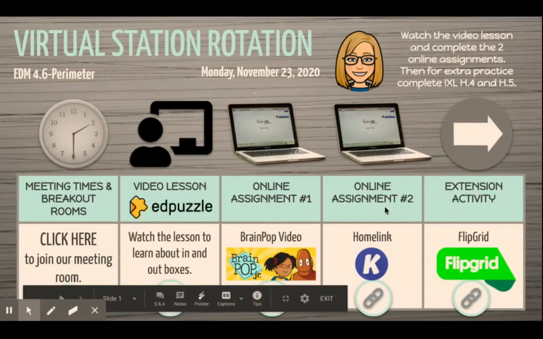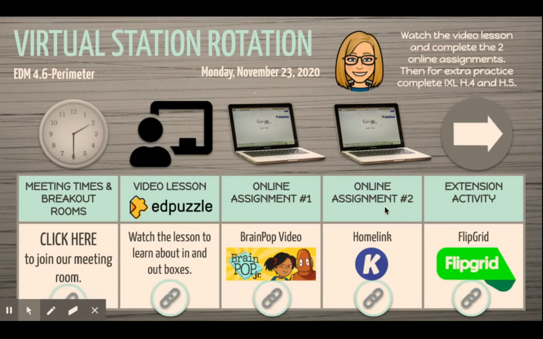Hey guys, for our lesson today, we are looking at Everyday Math, lesson 4.6, Perimeter. So today when you are doing your activities, you will be doing this EdPuzzle. Then you will watch a BrainPOP video on perimeter. Then you will complete the home link, and finally you're going to do a Flipgrid.